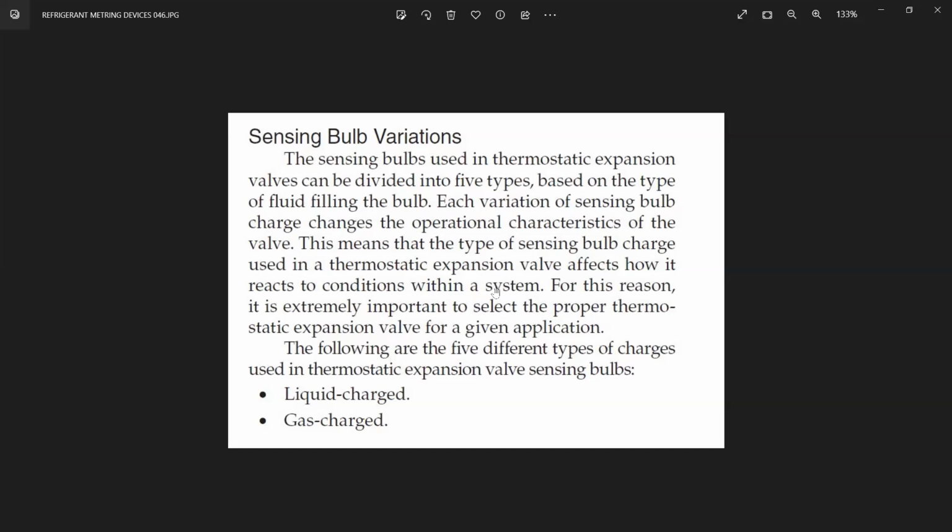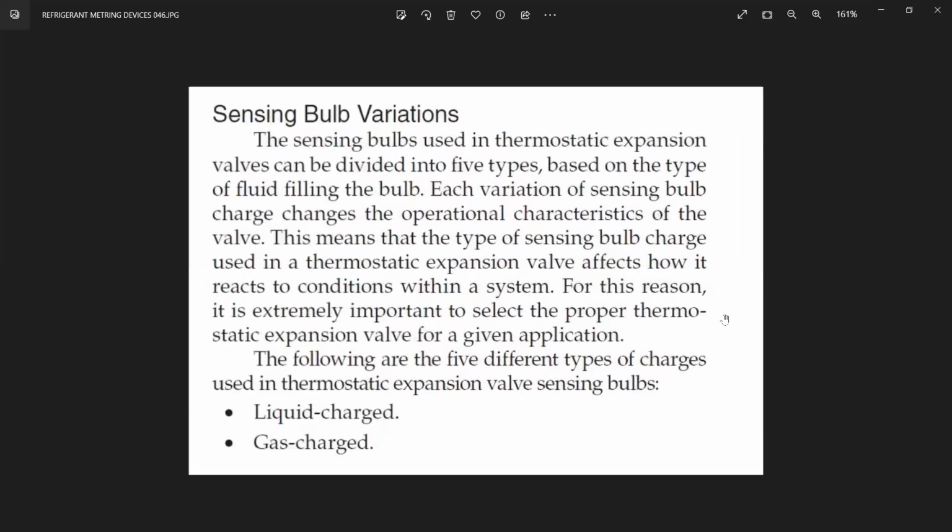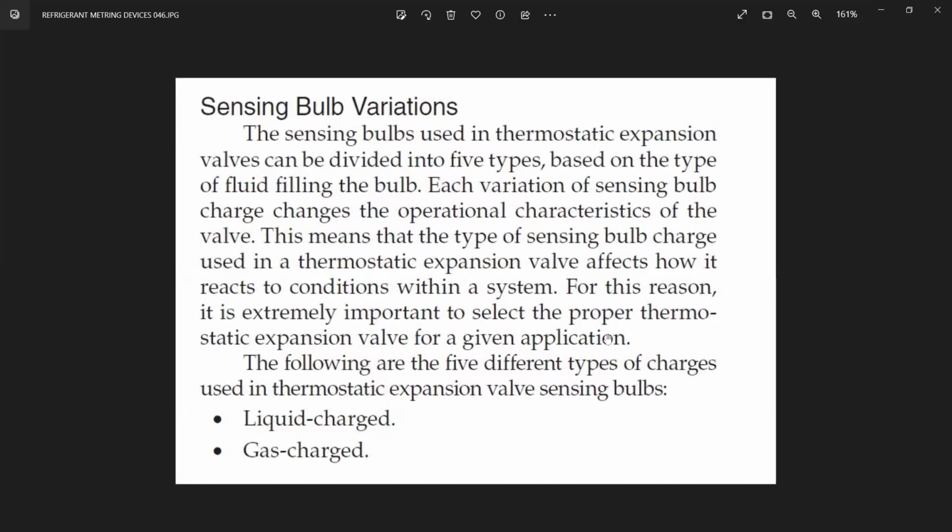within the system. Means whatever is the sensing bulb, उसी के ऊपर तो उसका आपका ऊपर का diaphragm का pressure जाता है. So if you've got a different fluid inside that, you said the same refrigerant is always there. That is not the case. You have got different fluids for different controls of different circuits. So you see all of them. For this reason, it is extremely important to select the proper thermostatic expansion valve for a given application.